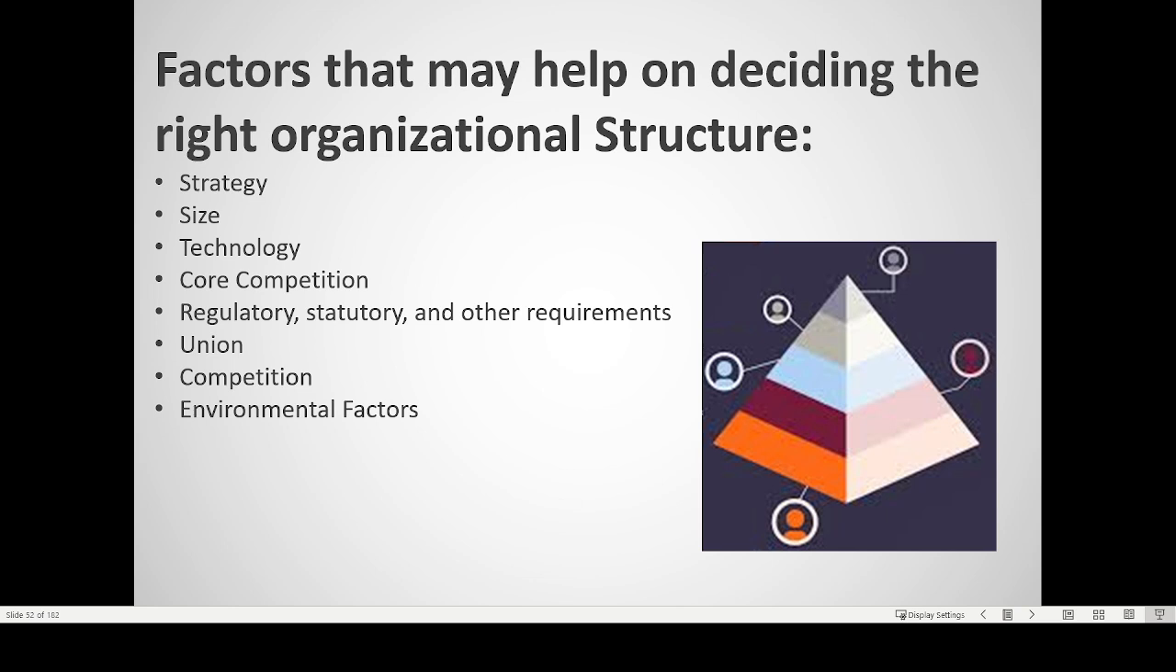The content that you have to be aware of will include strategy, size, technology used, core competition, regulatory, statutory, and other requirements, unions that exist inside this organization, the competitors, in general, all environmental factors.